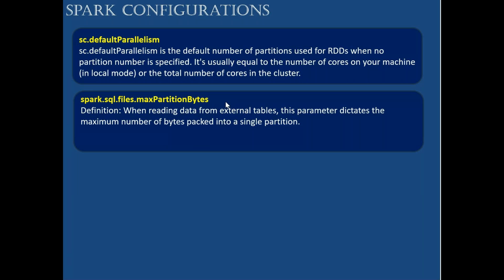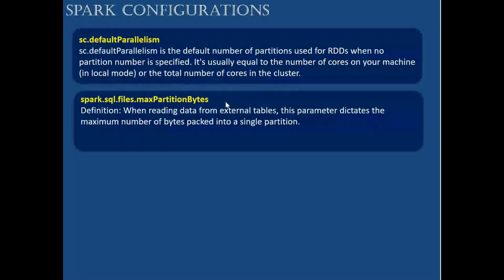Next, spark.sql.files.maxPartitionBytes. When reading data from external tables, this parameter dictates the maximum number of bytes packed into a single partition, meaning what the single partition size should be, which we can fix by using this particular configuration. That also I'll show you, the current default size of the partition which is kept here. We can look at this configuration. These two are important.